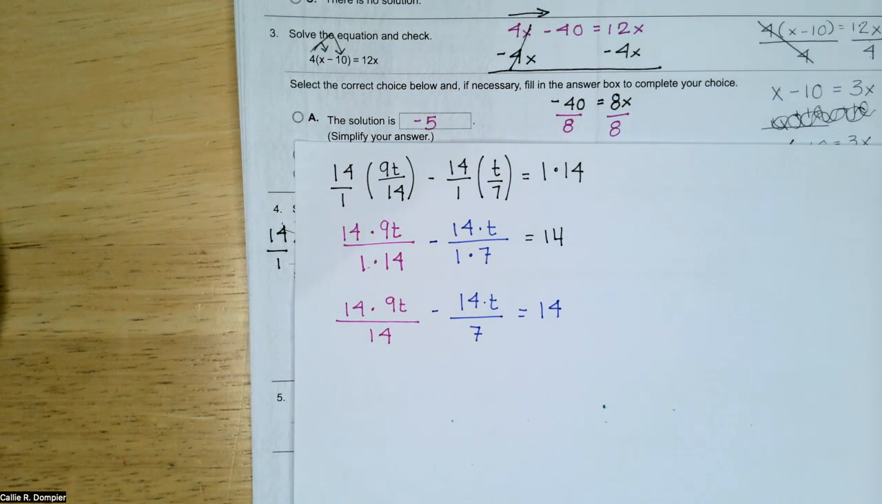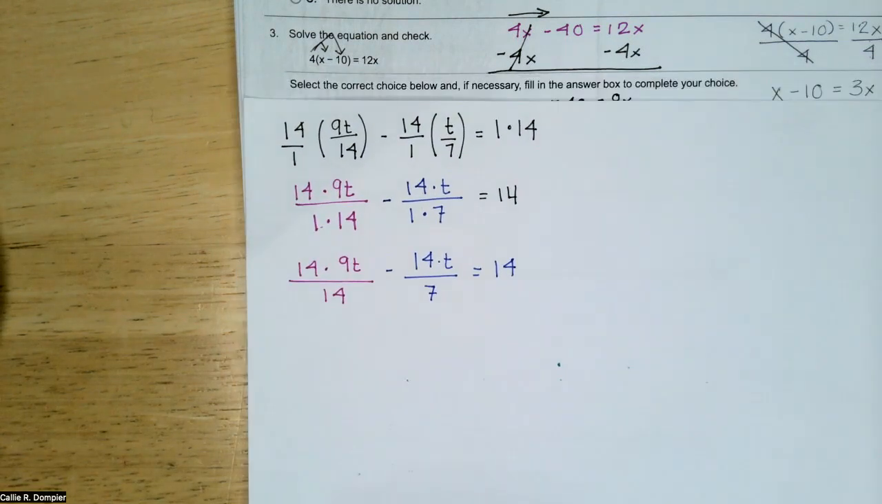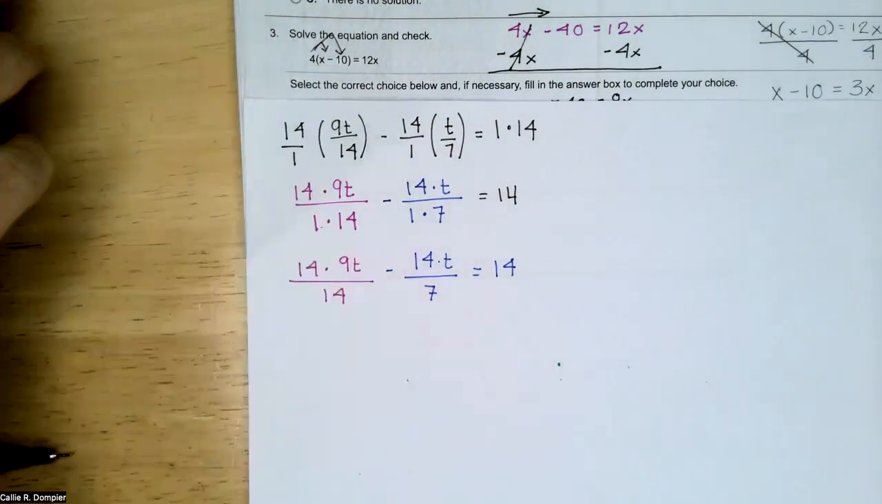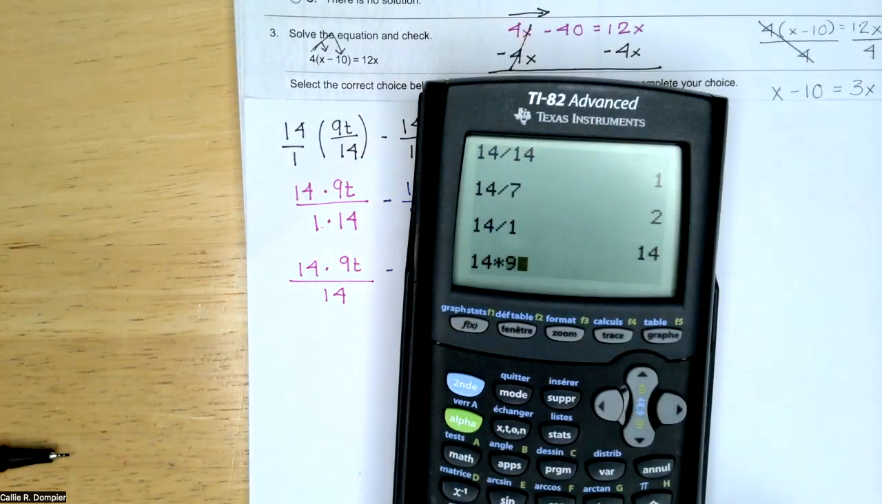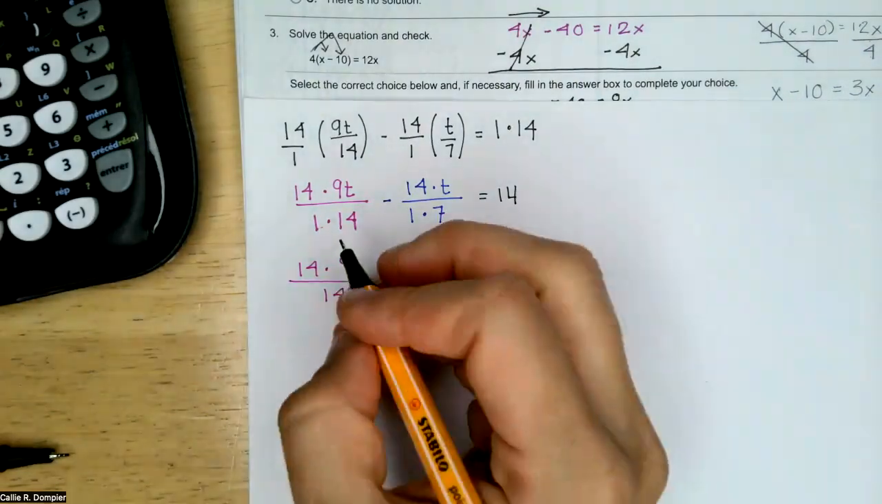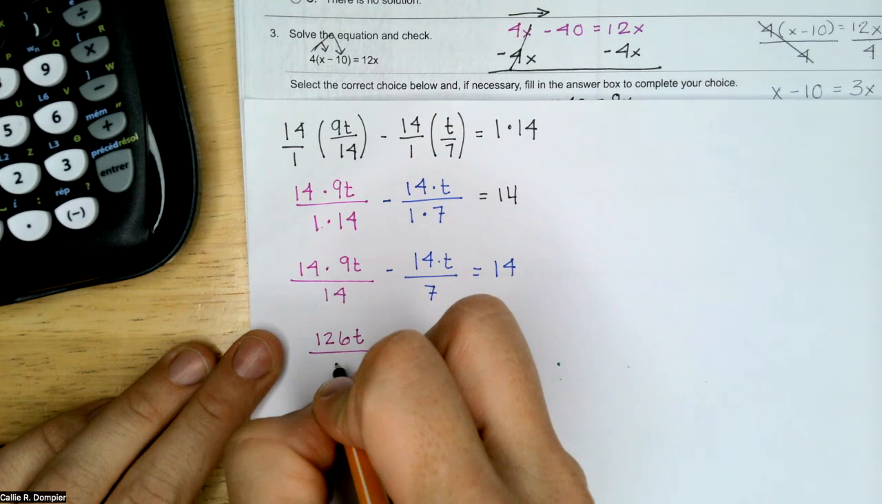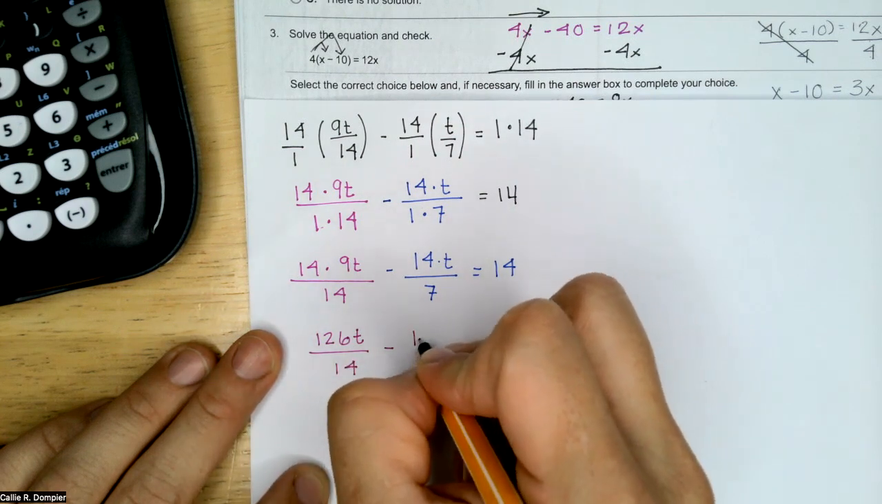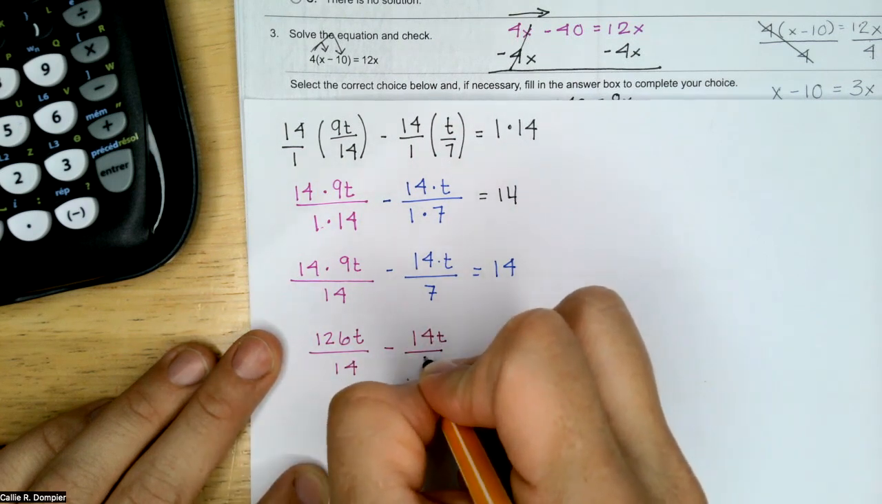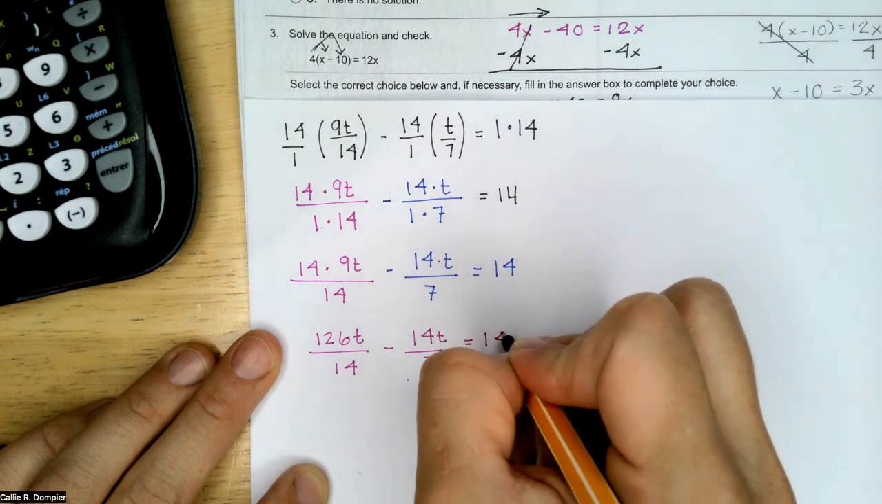Okay, so now what I want you to do, you can say 14 times 9. You can do that if you want. 14 times 9 becomes 126. So we could call this 126t over 14 minus 14t over 7 equals 14.